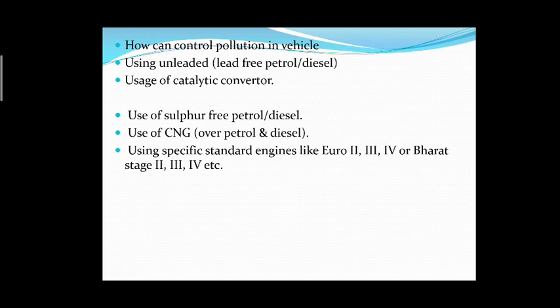How can we control pollution from vehicles? Using unleaded petrol. Most of the companies now avoid lead in petrol because lead is poisonous. Use of catalytic converters. Use of sulfur-free petrol. Use of CNG over petrol and diesel. CNG means compressed natural gas. It costs less than petrol and is very less polluting. But the initial cost of CNG in a vehicle is high.